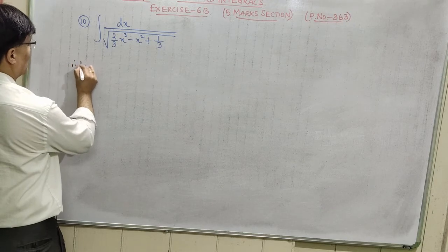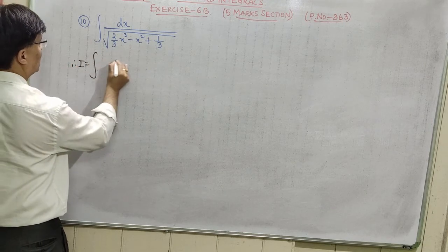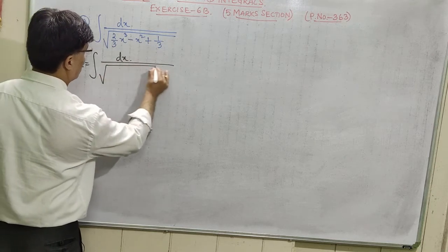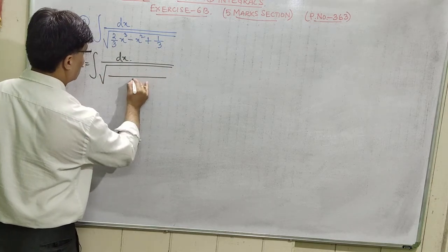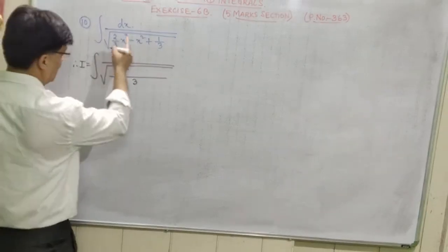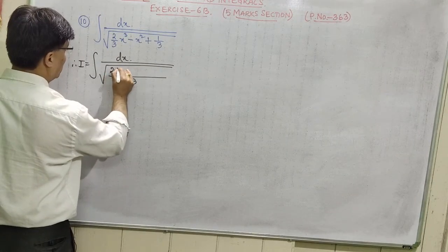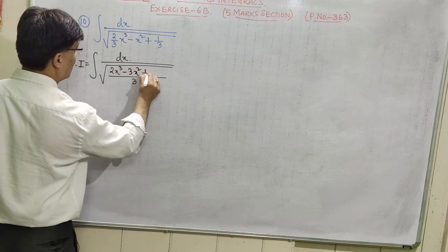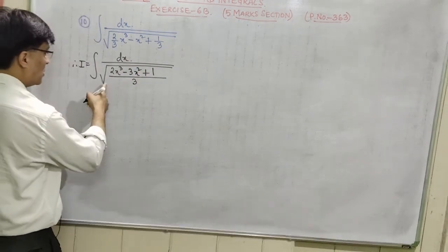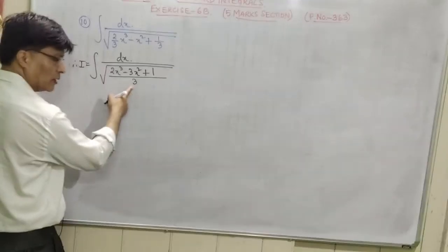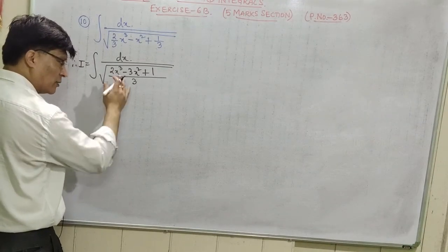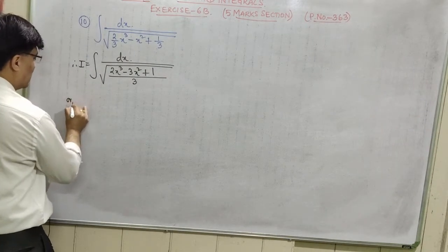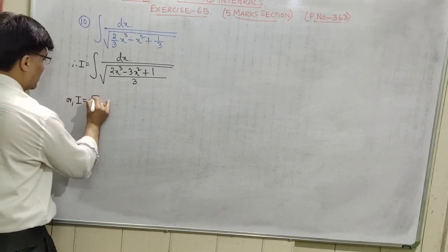So let us write here I is equal to integration of dx divided by, within the square root, what's the LCM? So here the LCM is 3. So the numerator here will be 2x cube minus 3x square plus 1. Okay. So here this is root 3, which is below the denominator. So after simplification it goes up in the numerator. So this is also a constant, so you can write it before the integration sign.